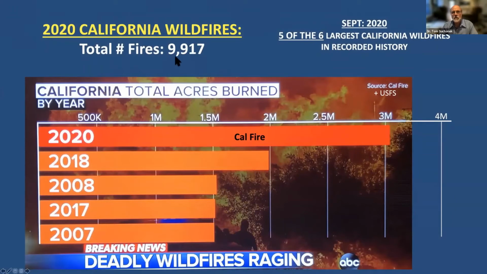In 2020, we had over 9,900 fires in California. That's just phenomenal. And the firefighters were fighting 5 of the 6 largest California wildfires in recorded history, all at the same time in September. In terms of acres burned, these are the 5 largest years. CAL FIRE data shows that about 3.2 million acres were burned last year in 2020. But if we add the US Forest Service data, it's really 4.2 million acres burned. And we're expecting similar effects this coming summer.